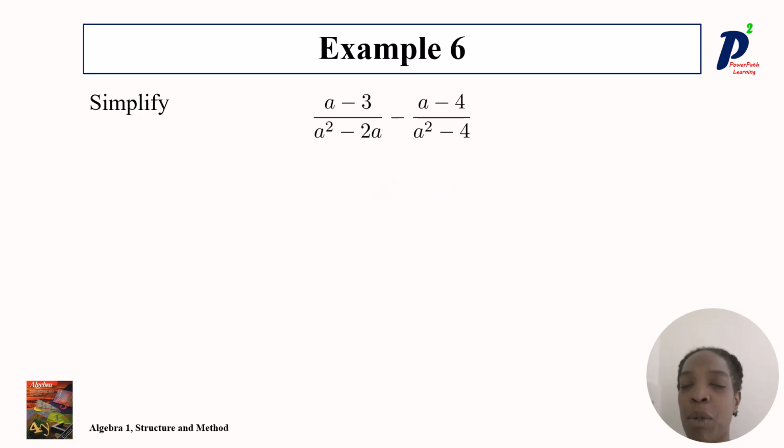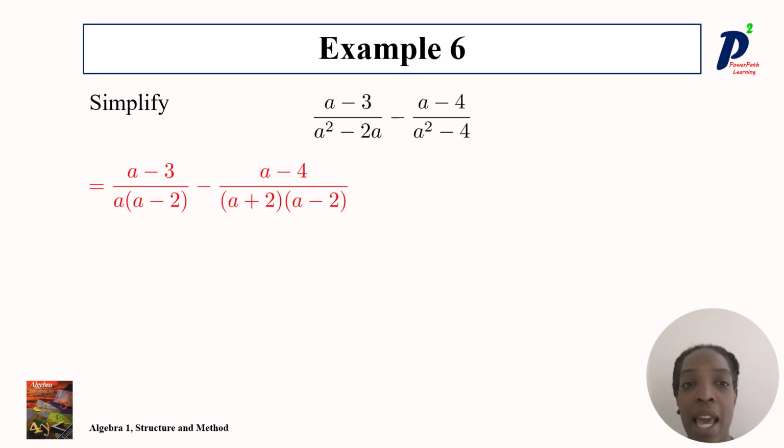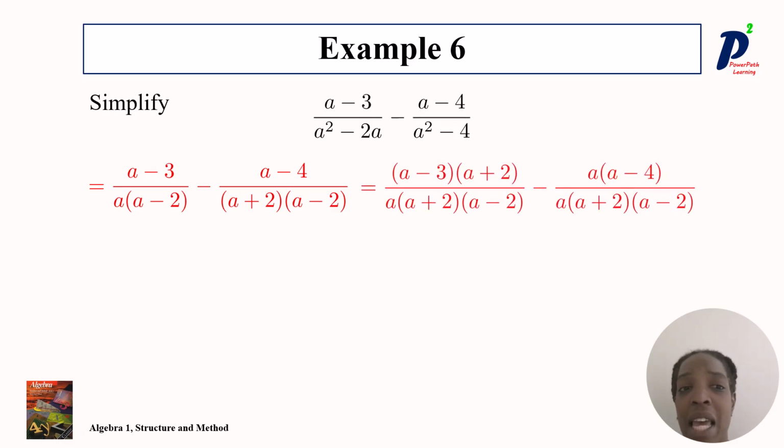Okay, for our final example, we're going to need to do a little bit of extra work. Do you know what that work is? Very good. We need to factor first. Can't find an LCD before factoring. So I'm going to take a out of the first denominator to get a times a minus 2, and I'll use my difference of two squares method for my second denominator. Then I'm going to go ahead and look for my LCD. That's going to be a times a plus 2 times a minus 2.